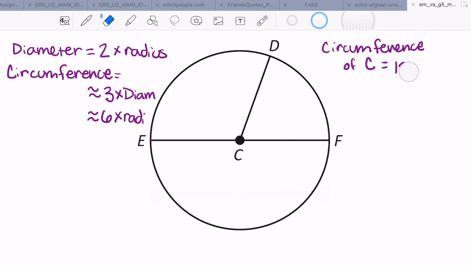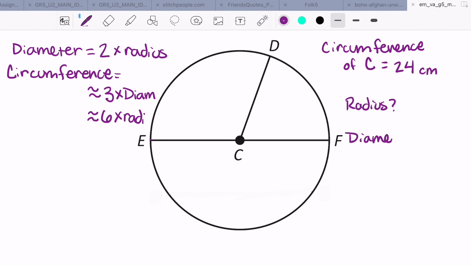Okay, now we're going to make it a little more challenging. We're going to give you the circumference, which is 24 centimeters. And then we want you to find the radius and the diameter. So in order to do that, we're going to have to work backwards. Instead of multiplying, we're going to have to do the opposite operation.